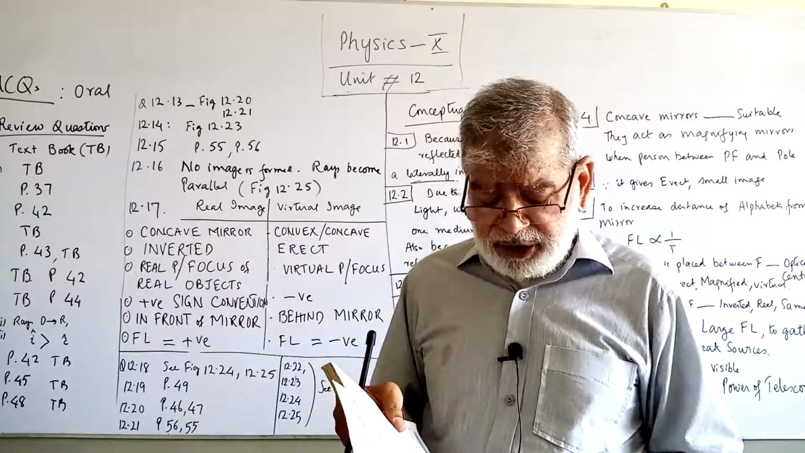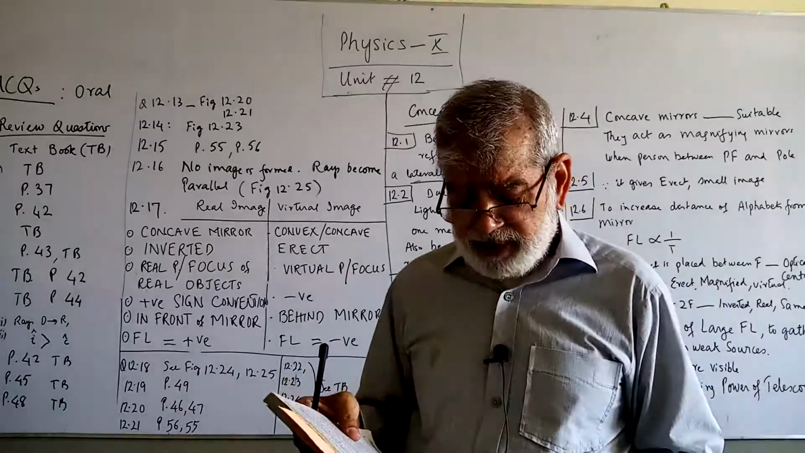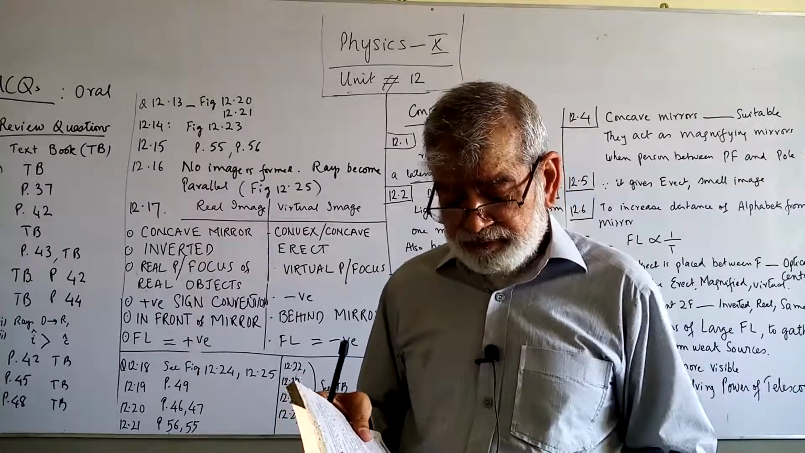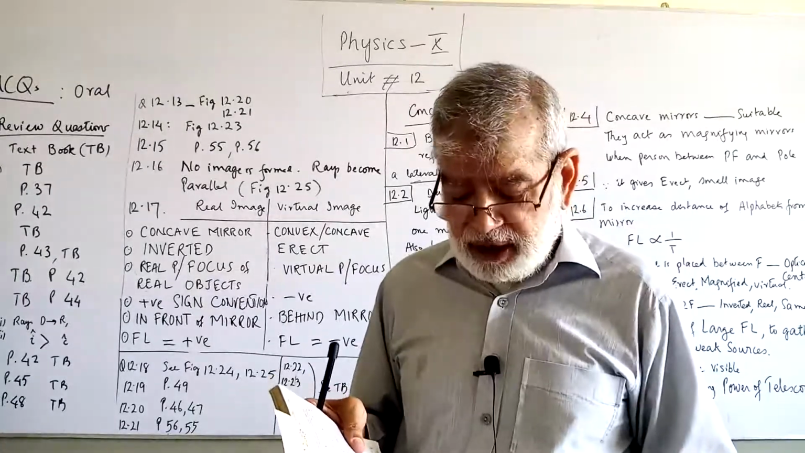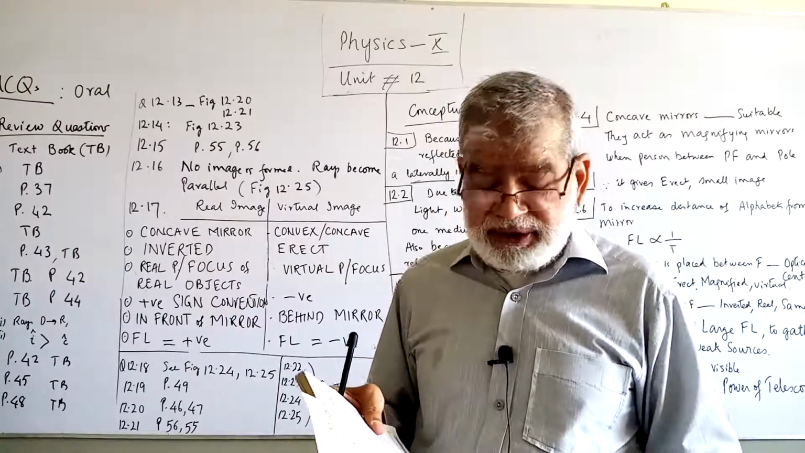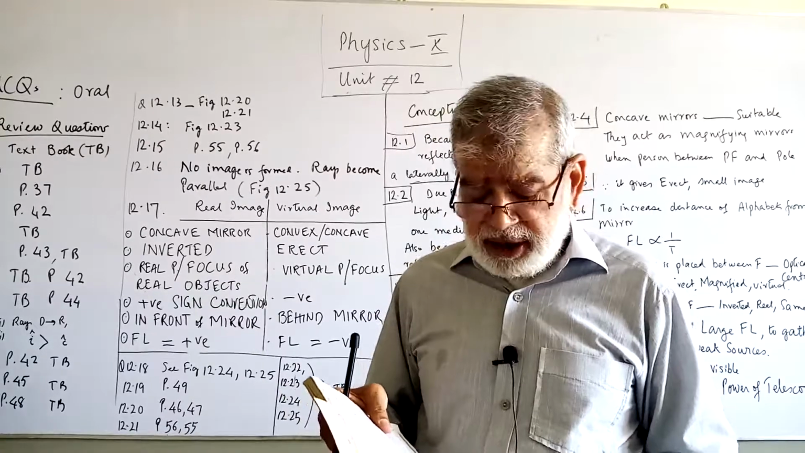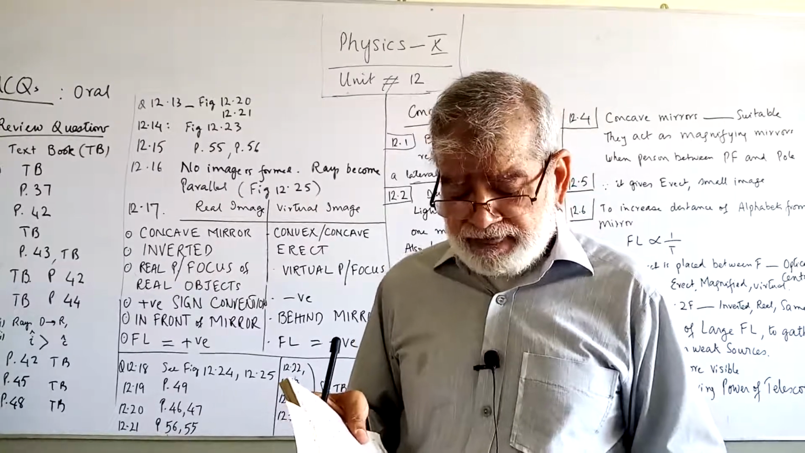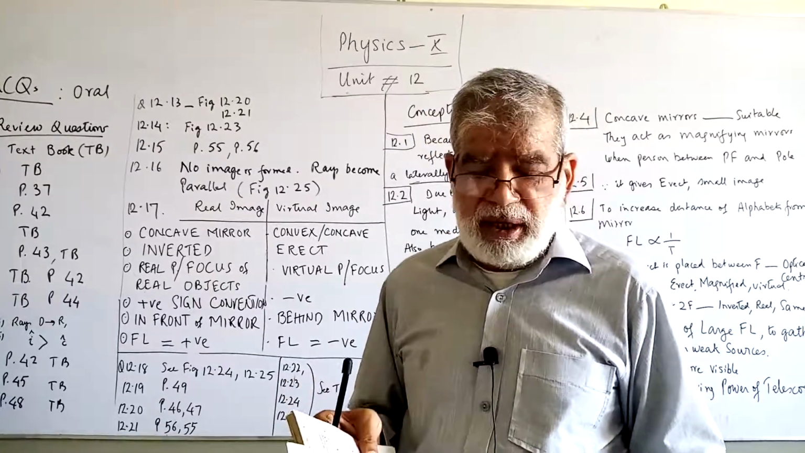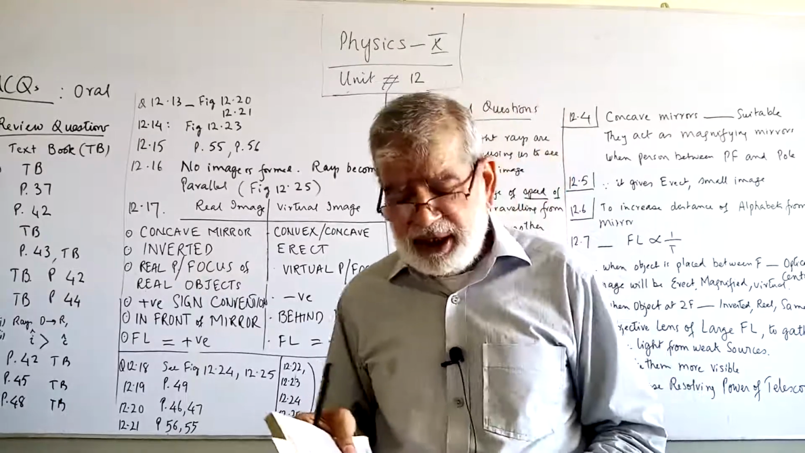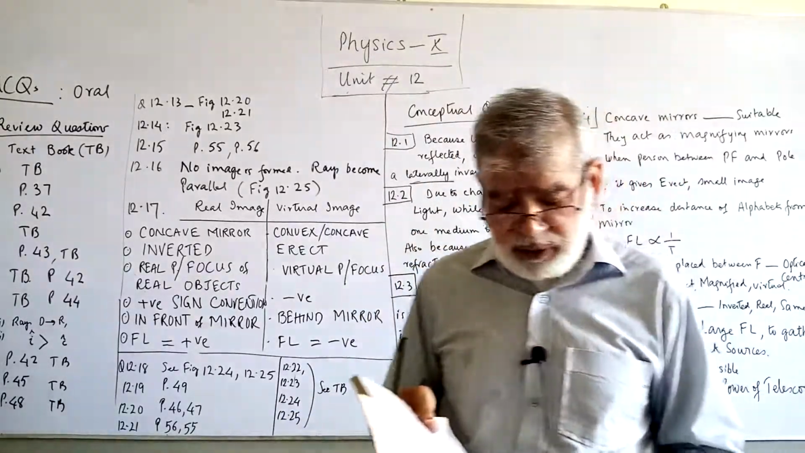The sixth question is, which type of image is formed by a convex lens on a screen? When somebody asks you on the screen, the only image that comes on the screen is the inverted and real one. A real image can come on the screen, and a real image is always inverted.